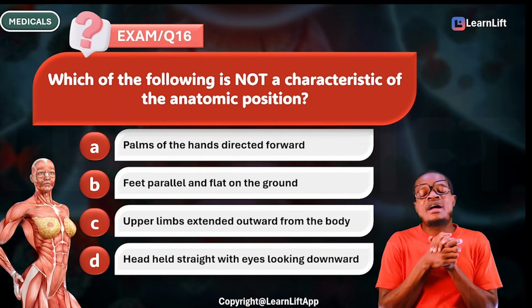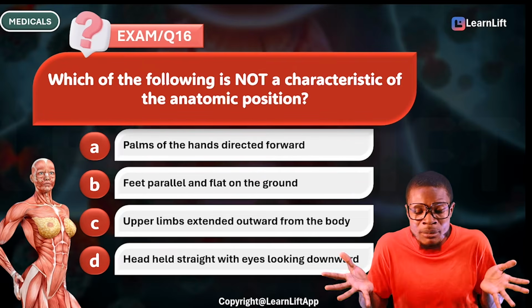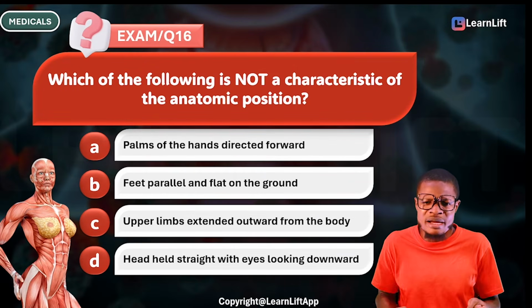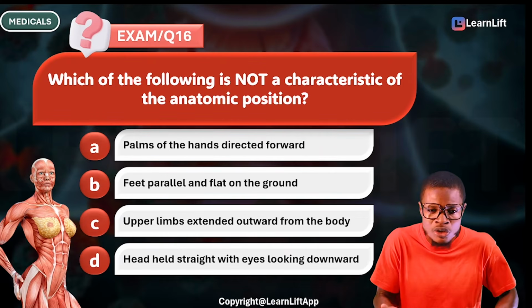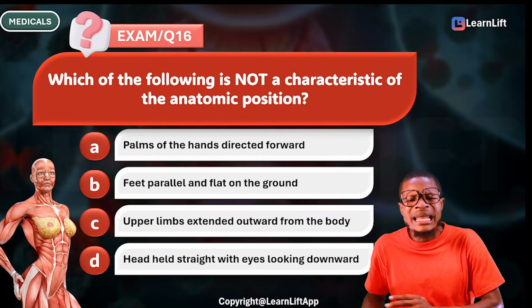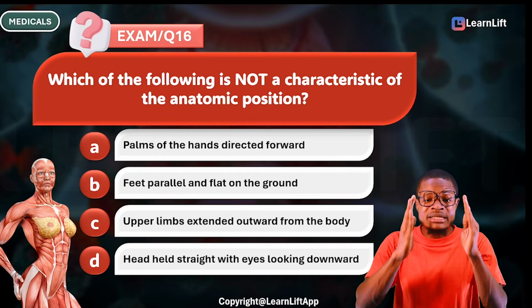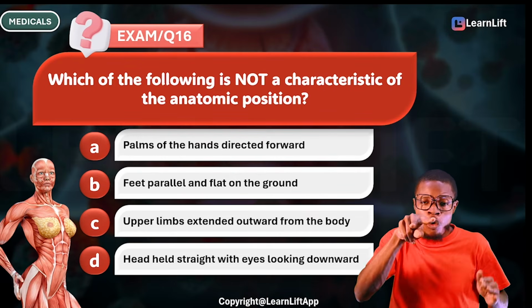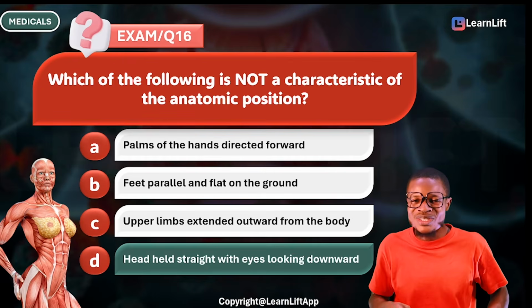Okay, which one is not a characteristic of anatomical position? Option A says palm of the arms are directed forward. Palm of them, are they directed forward? Yes, palms are directed forward. Are they prone or in supine position? Of course, they are in the supine position. Option B says feet are parallel and flat on the ground. That's correct. Upper limb extend outwards from the body. Head held straight with eyes looking forward, not downwards. So that makes option D the correct answer to this question.